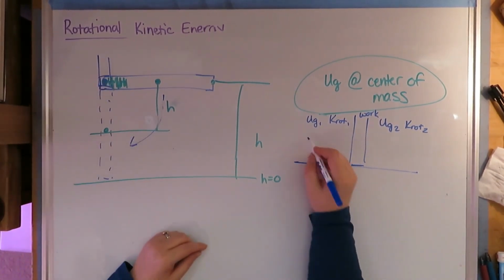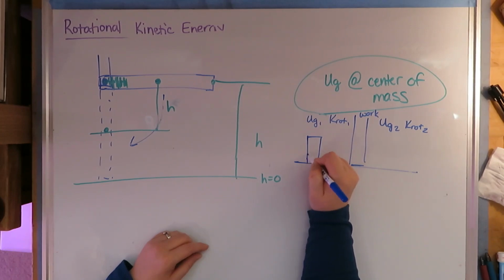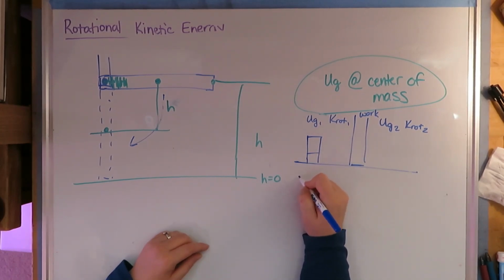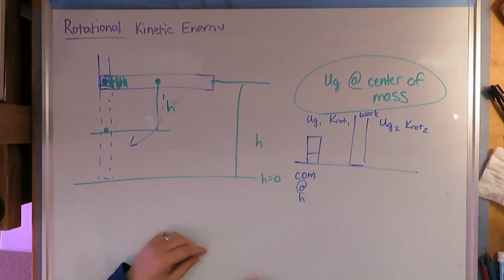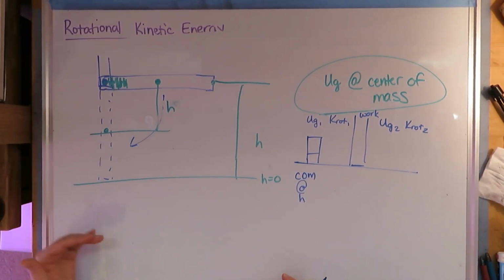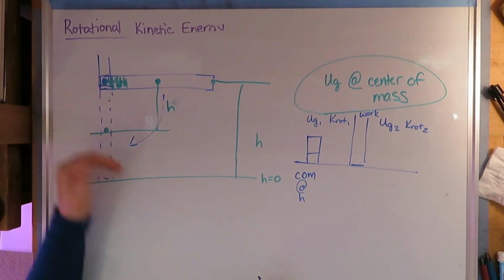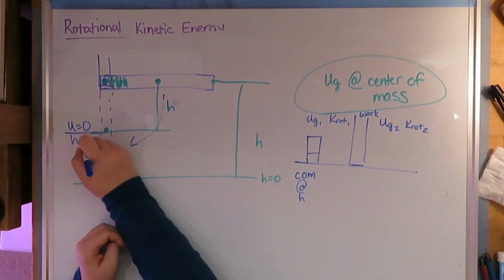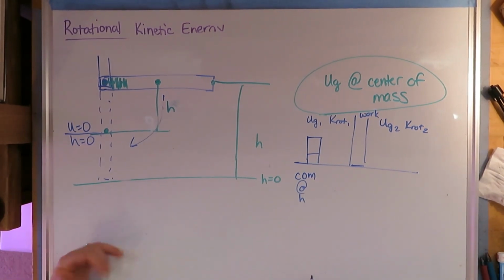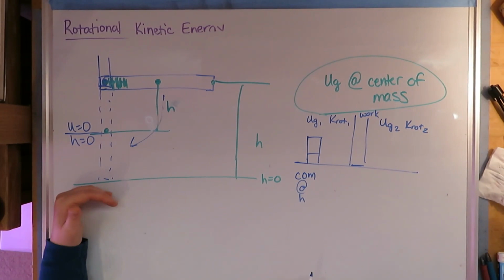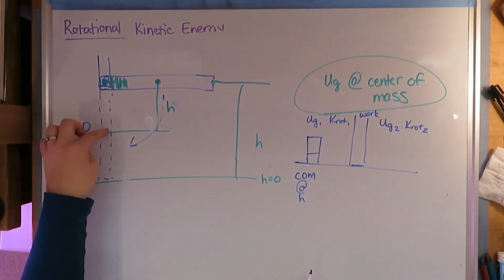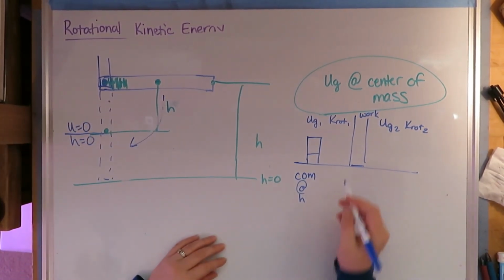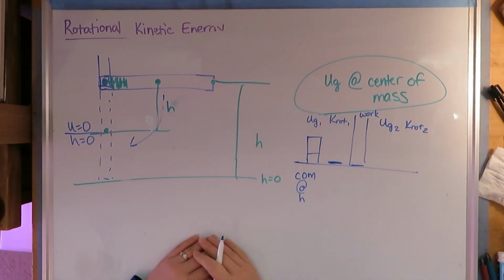So I'm going to start off with some potential energy here with my center of mass at a height of h. And if they don't tell me where the ground is, I usually just set U equals 0 and h equals 0 to be the lowest point that the center of mass can go. So that's really important. So you wouldn't necessarily select the ground here as a height of 0 because that doesn't make sense for the center of mass. And then I'd have no rotational kinetic energy at the start.